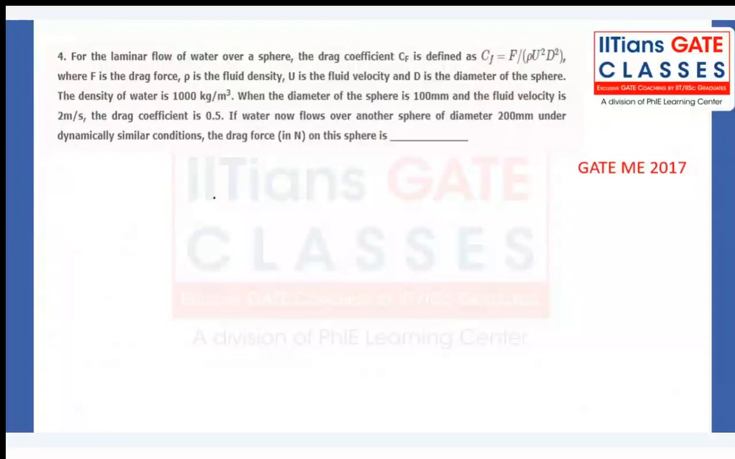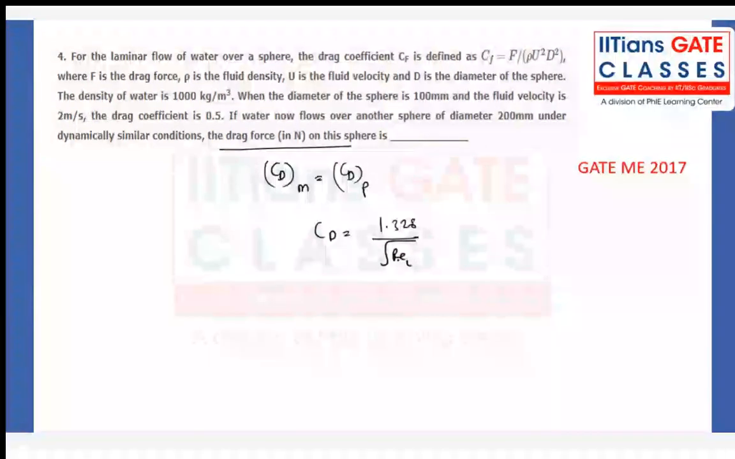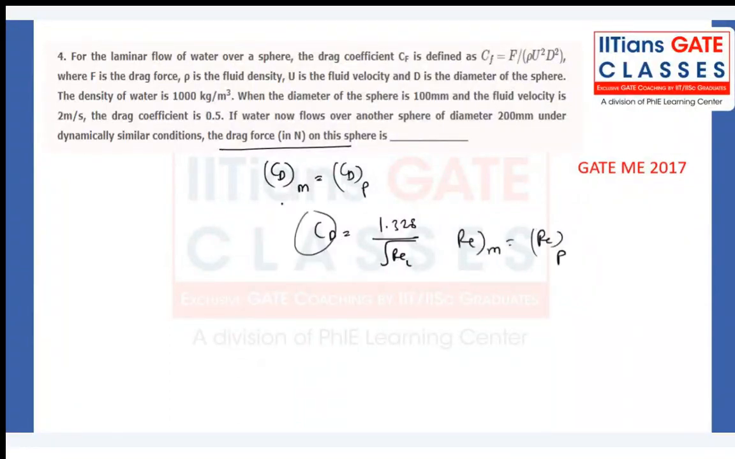Here they are asking the drag force on the sphere. But for calculation of drag force, a very big thing required is the CD value. Right? See, CD of model has to be CD of prototype. Why? CD we know is 1.328 under root of Reynolds to the power 1 by 2. If the Reynolds number of model and prototype is the same, then CD will also be the same. So whatever CD they have given in the problem, 0.5, it has to be the same for both the model as well as the prototype.